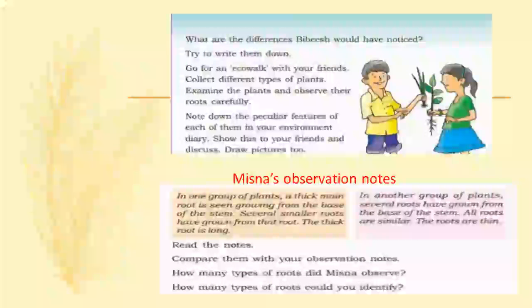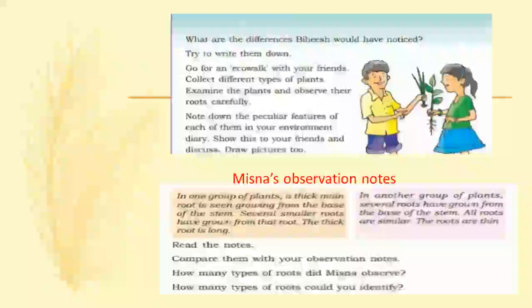What are the differences Bibish would have noticed? Try to write them down. Go for an eco walk with your friends. Collect different types of plants. Examine the plants and observe their roots carefully. Note down the peculiar features of each of them in your environment diary. Show this to your friends and discuss. Draw pictures too.